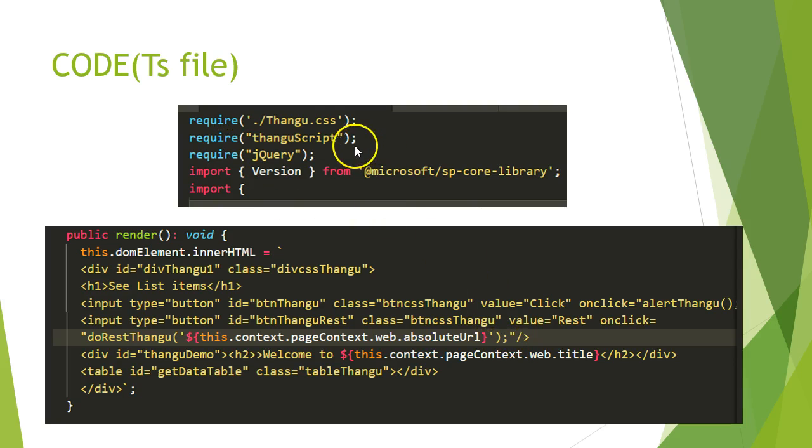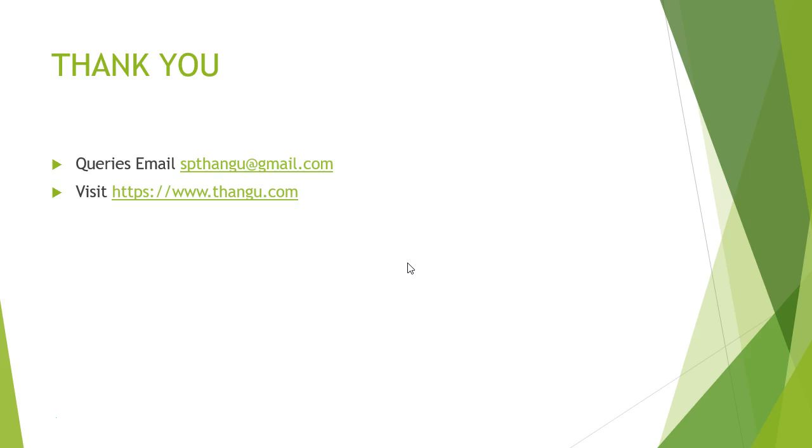Coming to the TS, we have the imports to the required files like CSS, jQuery and the JavaScript, and in the render method I am defining the HTML part. So for example, here I'm just trying to have a button which will call the do rest function with this.context.page.context.web.absoluteUrl, and I'm just having the table with ID get data table, which will get the results from the fruits list and display that.